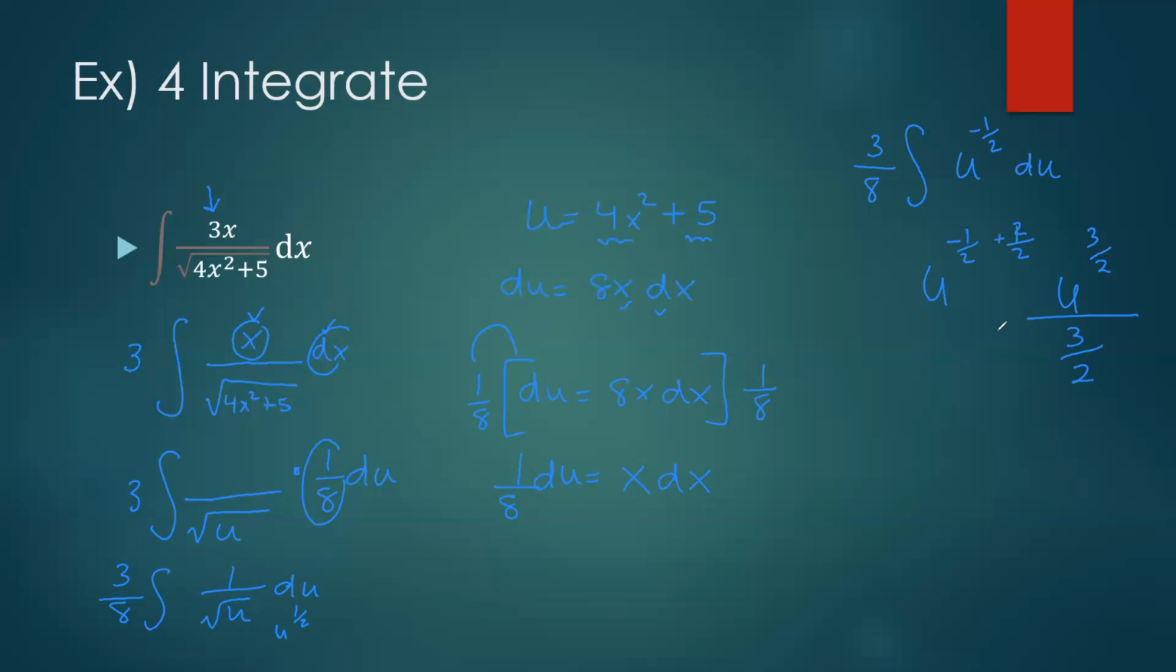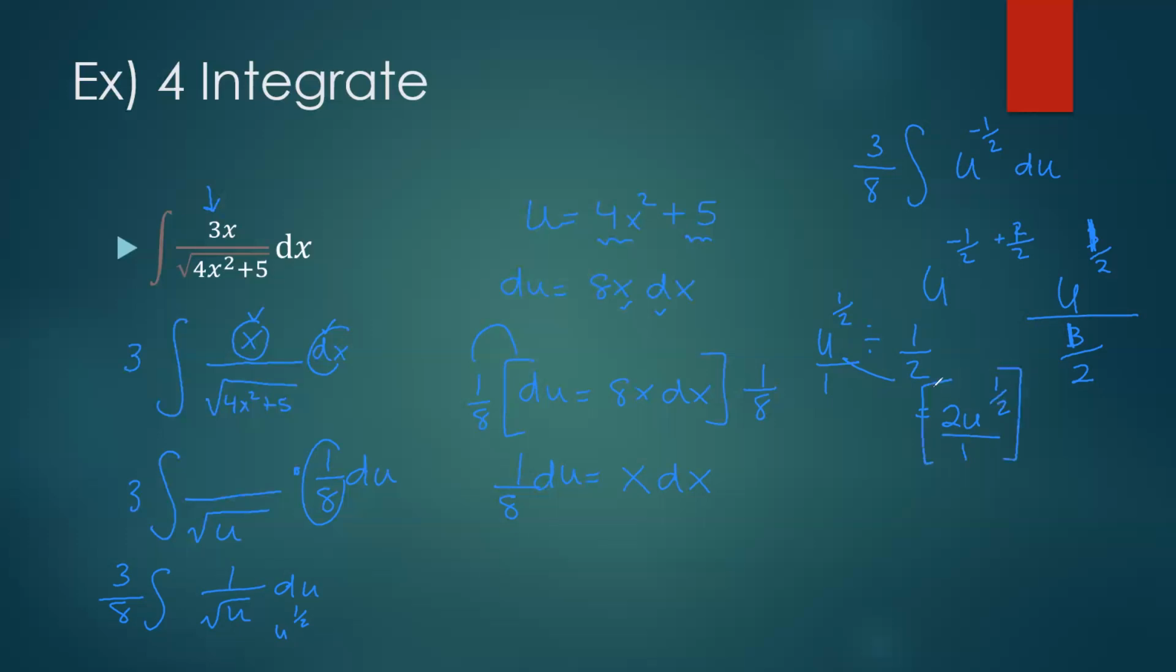What is that going to be? Whoops, I made a mistake. What's negative 1/2 plus 2/2? 1/2, not 3/2. So this should be u to the 1/2, and then this should be divided by 1/2. So if you want, you can rewrite this as u to the 1/2 divided by 1/2. And then cross multiply, so that's 2u to the 1/2 over 1.